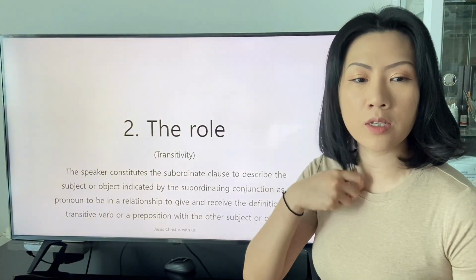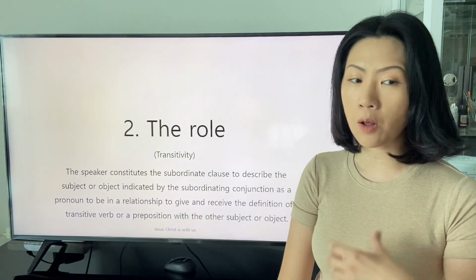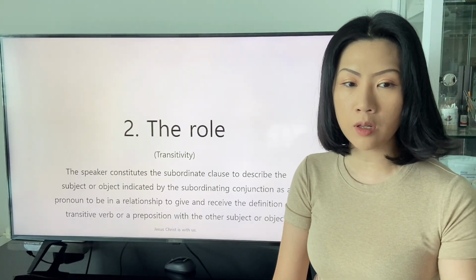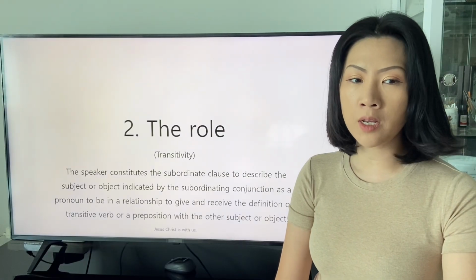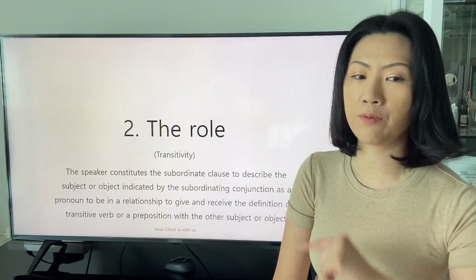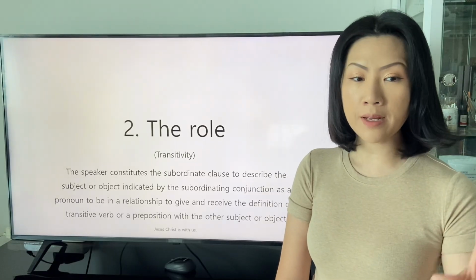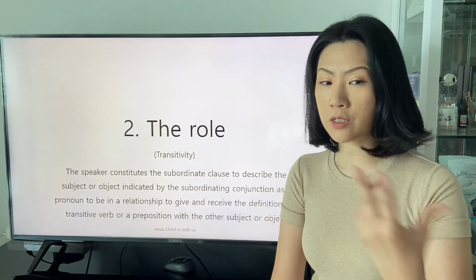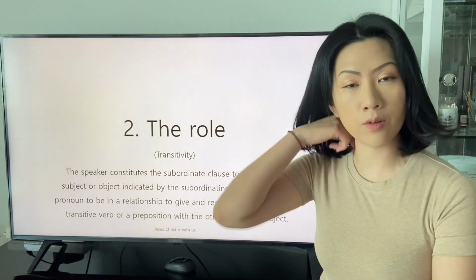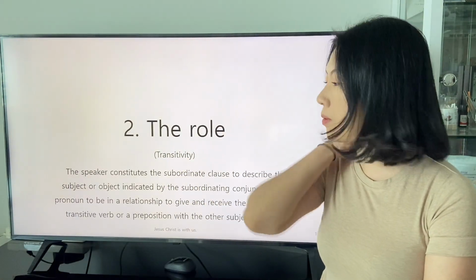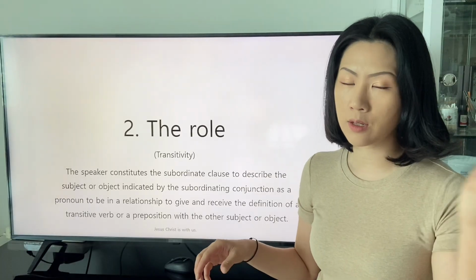The speaker constitutes the subordinate clause to describe the subject or object indicated by the subordinating conjunction as a pronoun to be in a relationship to give and receive the definition of a transitive verb or a preposition with the other subject or object. I added the adverb preposition because its definition always has the transitivity.